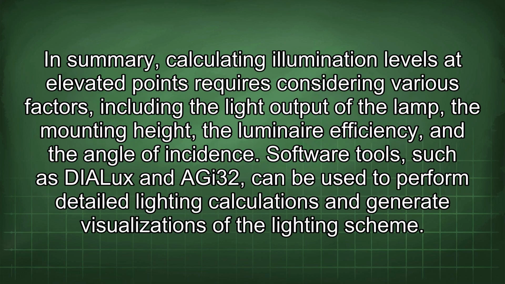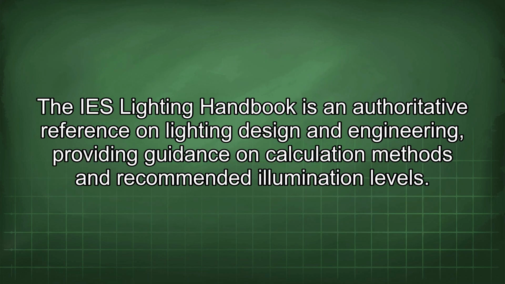In summary, calculating illumination levels at elevated points requires considering various factors, including the light output of the lamp, the mounting height, the luminaire efficiency, and the angle of incidence. Software tools such as DIALux and AGi32 can be used to perform detailed lighting calculations and generate visualizations of the lighting scheme. The IES Lighting Handbook is an authoritative reference on lighting design and engineering, providing guidance on calculation methods and recommended illumination levels.